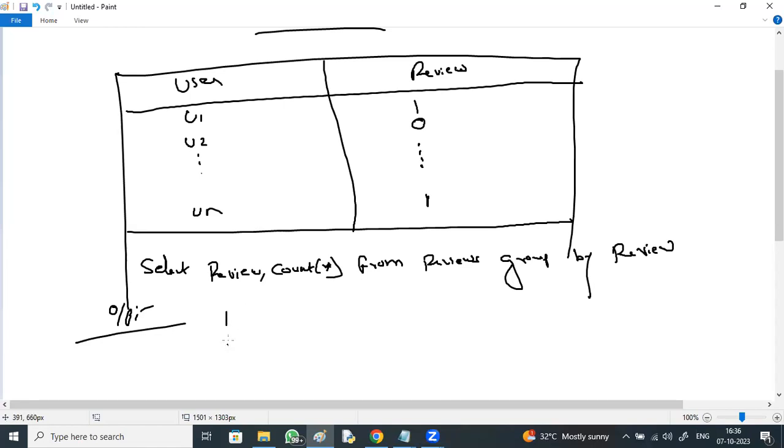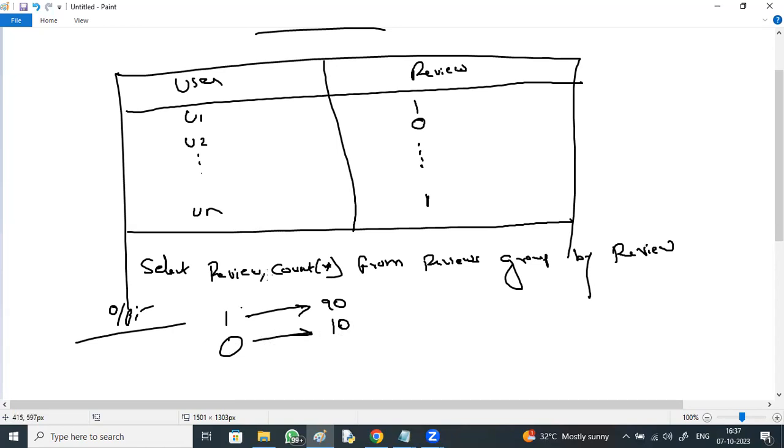Reviews like ones and zeros, right? How many people are saying the movie is good? 90 people are saying the movie is good, 10 people are saying the movie is bad.